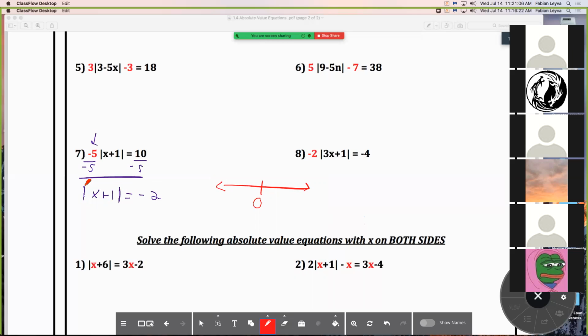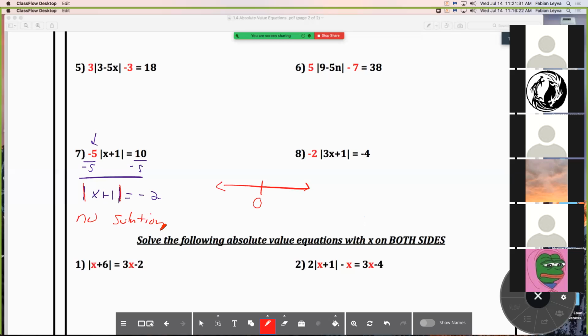So notice that, as trivial as it sounds in a way, distance cannot be negative. So what you're doing here mathematically is asking yourself to find a distance that is equal to negative 2, and you can't do that. So whenever you arrive at an isolated absolute value that's equal to a negative, that is what is considered a no solution. It's impossible. There is no way that you could find a distance that's negative 2 away.